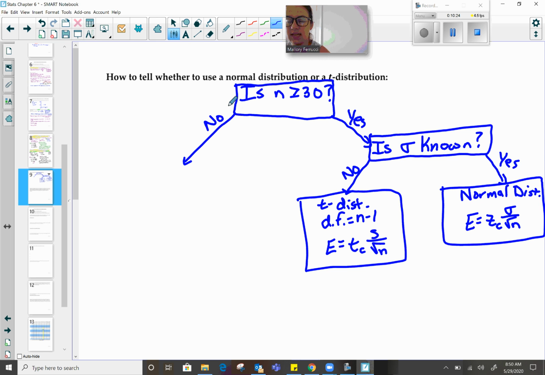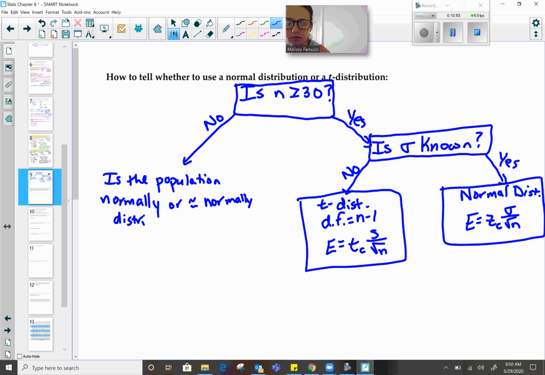So then we have to say, is the population normally, or approximately normally distributed? Okay, it would have to say that somewhere in the question.